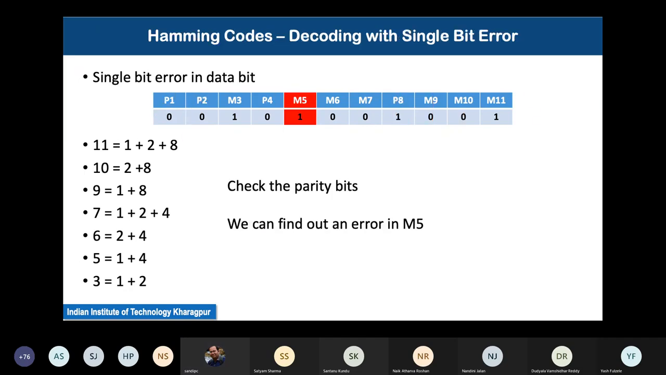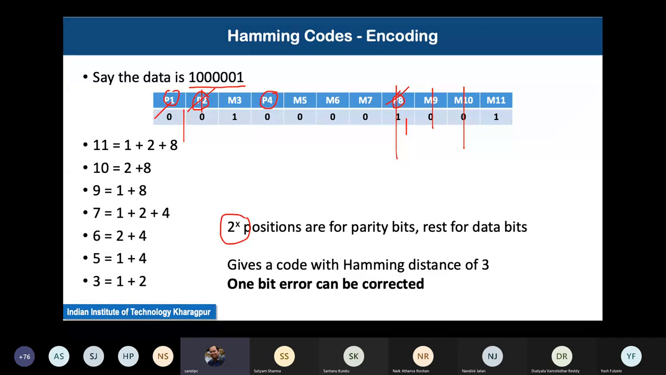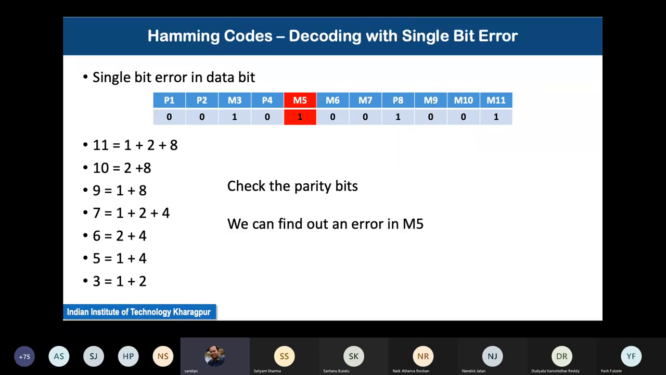Now, given a code with a Hamming distance of 3, 1 bit error can be corrected. Here we are generating the code word in such a way that the Hamming distance is 3, and with a Hamming distance of 3 we can correct 1 bit error. Let us see an example.